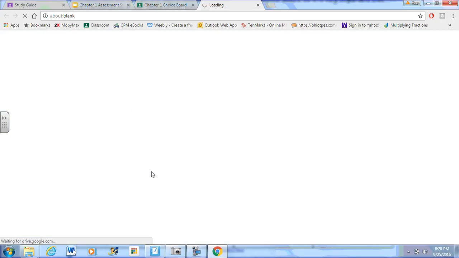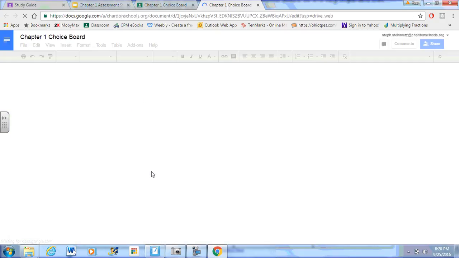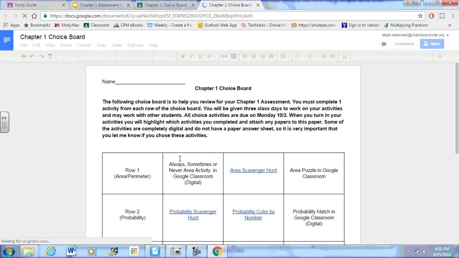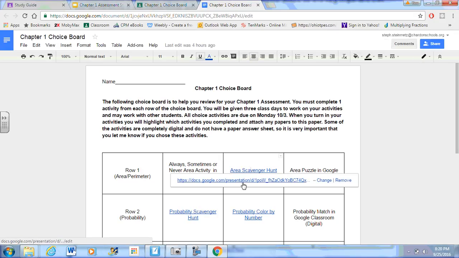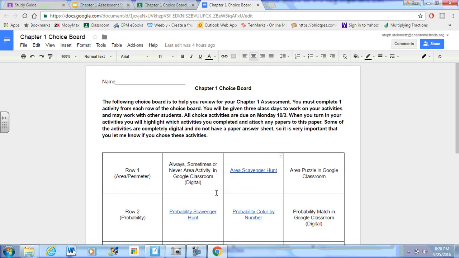You open up the digital choice board, and you can click on the different hyperlinked activities to see them. Say you wanted to look at the area scavenger hunt, you could just click on it. Okay, everything else is going to be listed in Google Classroom.